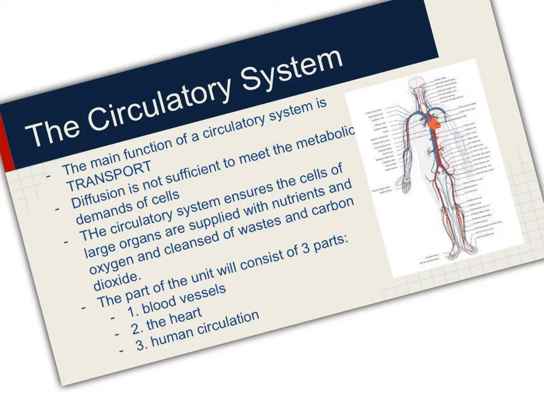The circulatory system. The main function of the circulatory system is transport. Diffusion is not sufficient to meet the metabolic demands of cells. The circulatory system ensures that cells of large organisms are supplied with nutrients, oxygen, and cleansed of waste, as well as carbon dioxide.